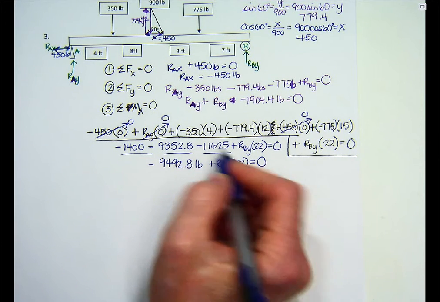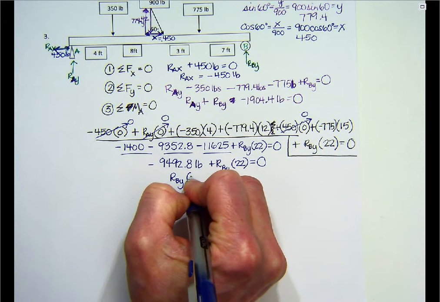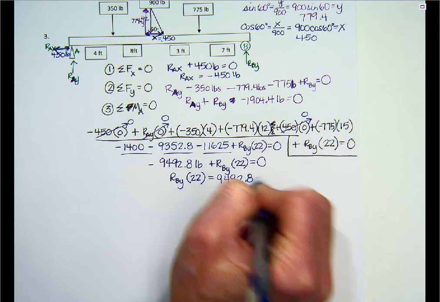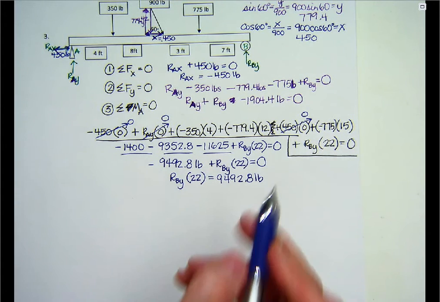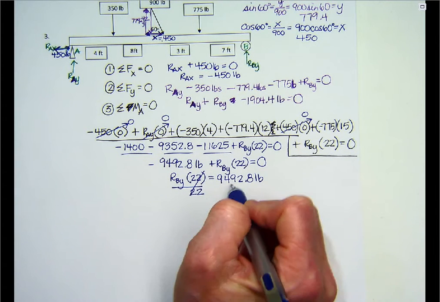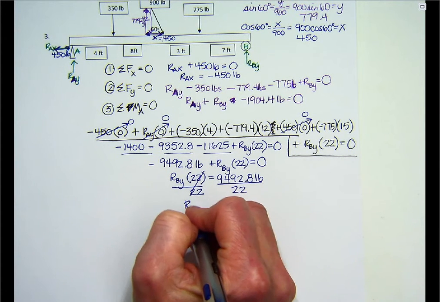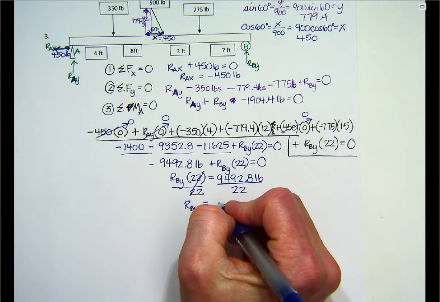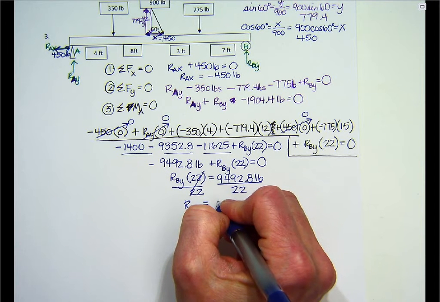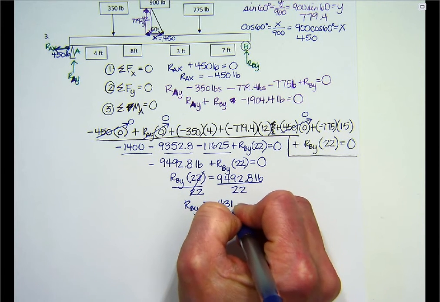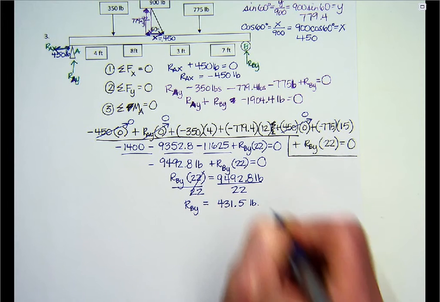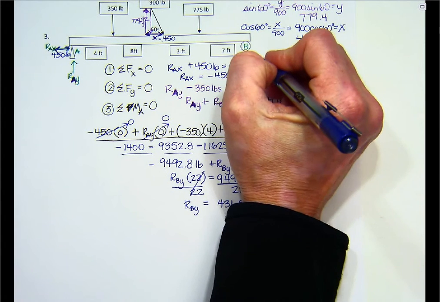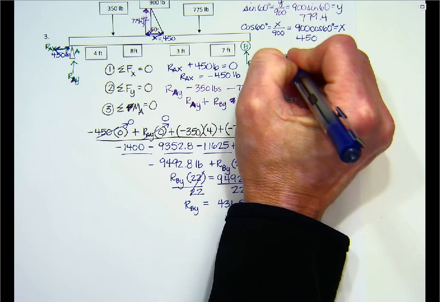So I can add this over to the other side, and I'm going to divide by 22. That lets me know that my reaction force at B in the y direction is 431.5 pounds. So now I can label my reaction force at B.